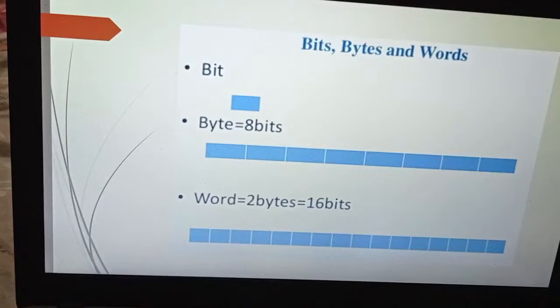So this is a bit, an individual bit, and a byte is a set of 8 bits, and a word is 16 bits, which is 2 bytes.